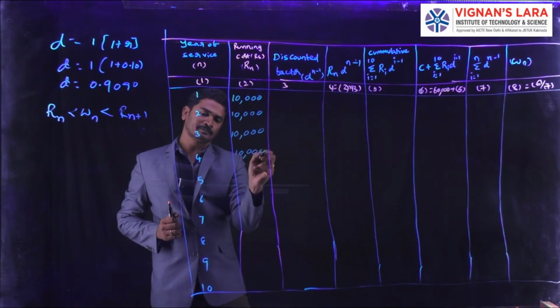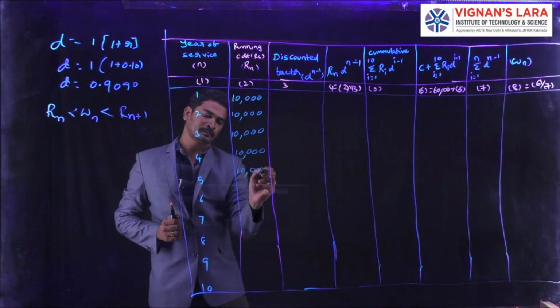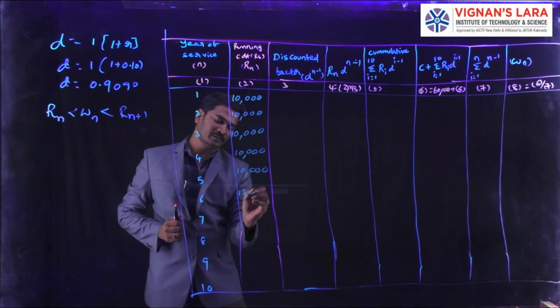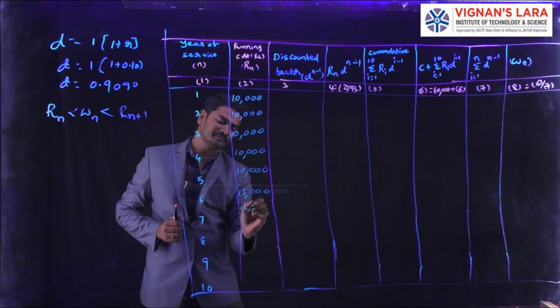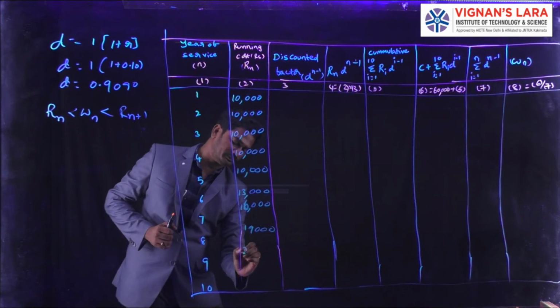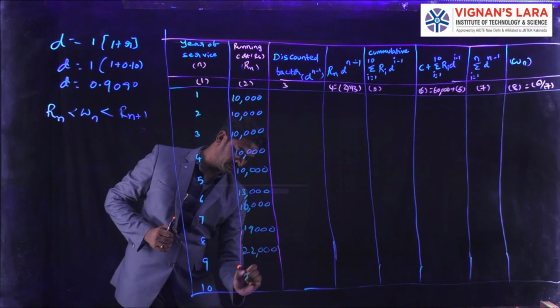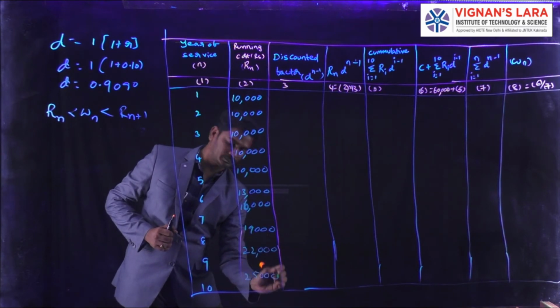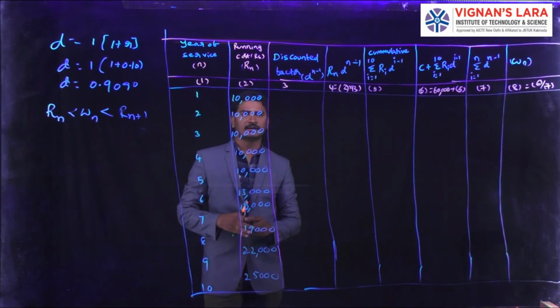Thereafter, 3,000 more after 5 years: 13,000, 16,000, 19,000, 22,000, 25,000. Next, coming to the discount factor.